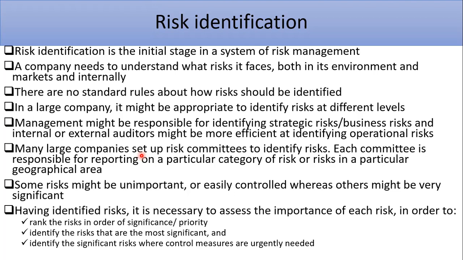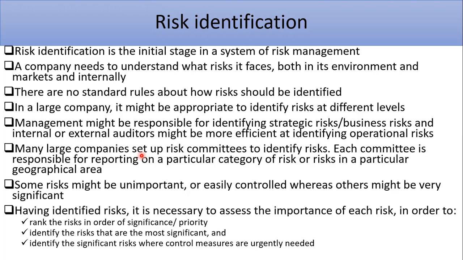Now, risks that are identified by an organization will vary in importance. Several levels of importance or priorities will be attached to the risks that are identified. Some risk might be unimportant or easily controlled. Some risk will be very, very significant. Once you have identified these risks, it is necessary to assess the importance of each of them. You do this in order to rank the risks in order of significance or priority, and then identify the risks that are the most significant. And finally, identify the significant risks where control measures are urgently needed, so that you can control them to avoid unexpected occurrences.